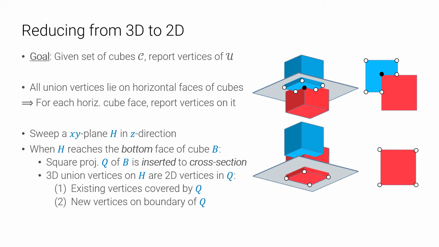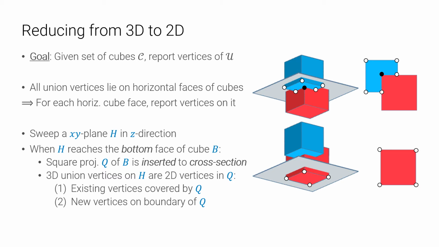And its four vertices correspond to the four vertices of the 3D union. As the plane continues to reach up, it eventually crosses through the bottom face of the blue cube, and that blue square is inserted into the cross section. The differences in the vertices of the cross section due to the insertion of this blue square again correspond to 3D union vertices on this blue face.